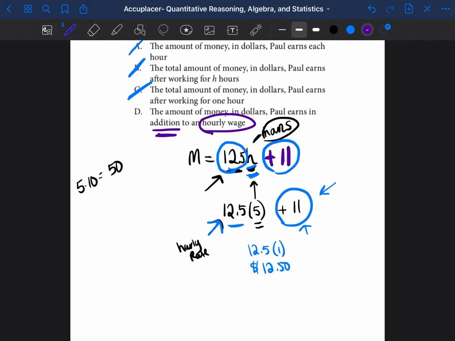Maybe it's $11 that he gets paid for overtime. Maybe it's $11 that he gets paid for any tips that he's earned. Maybe it's $11 for something in addition to whatever he earns per hour. And so our answer is going to be D. So think about how we got that answer together.